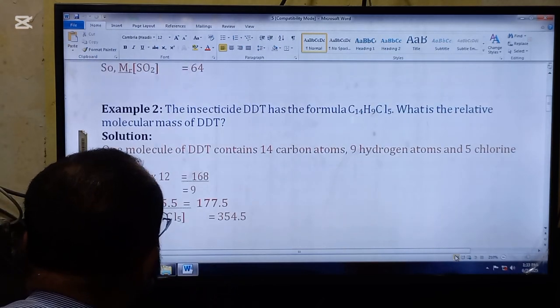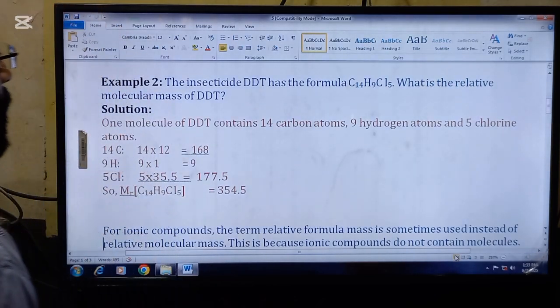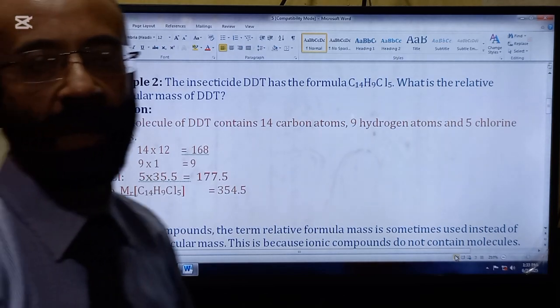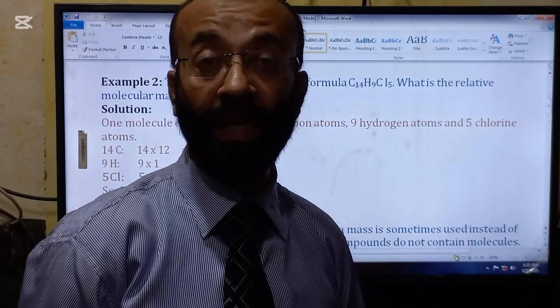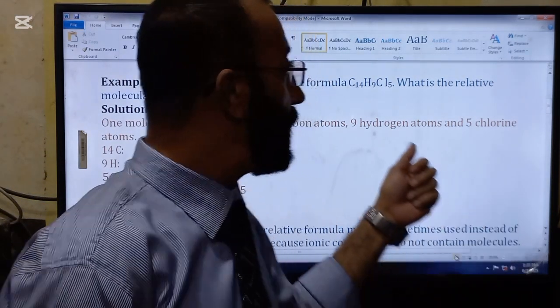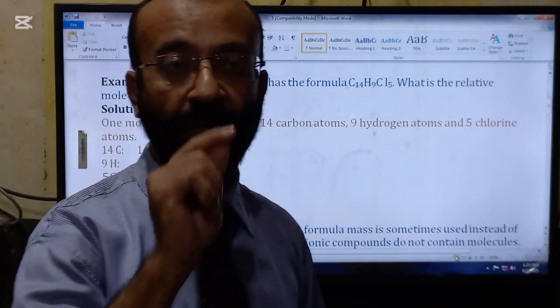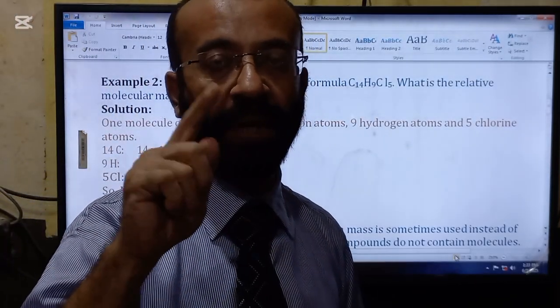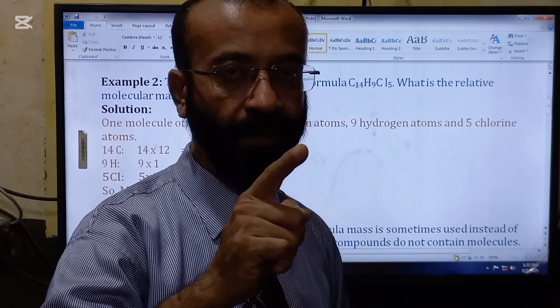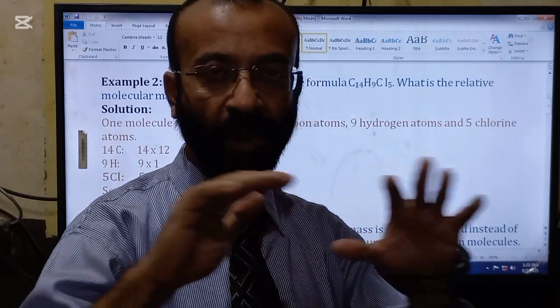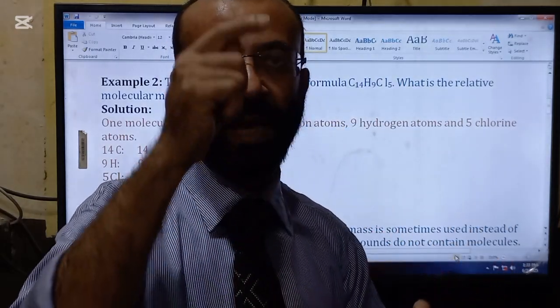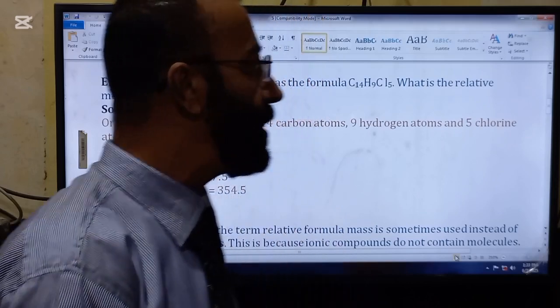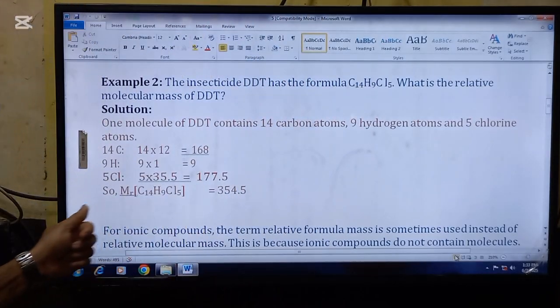So the same method will be applied again and again now. First, we will count the number of atoms of each type present in the formula. Then we will multiply that number with the relative atomic mass of that atom, and this process will be repeated for all atoms, and finally the masses will be added to get the relative molecular mass of the compound.